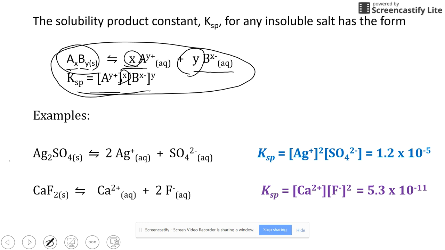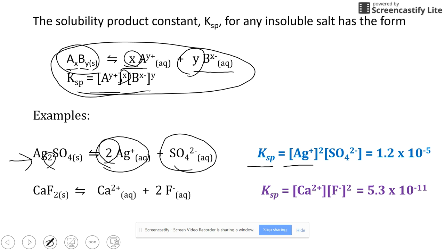For example, if you have silver sulfate, there's two silvers here. When it dissolves into the water, it produces two silver cations and one sulfate anion. So the Ksp will be equal to the concentration of silver to the power of 2, squared, multiplied by the concentration of sulfate to the power of 1 because the coefficient here is 1. At 25 degrees Celsius, the Ksp of silver sulfate is equal to 1.2 times 10 to the negative 5.